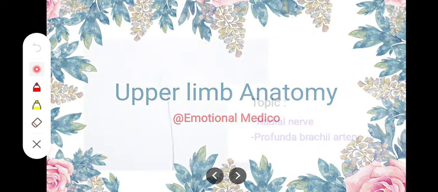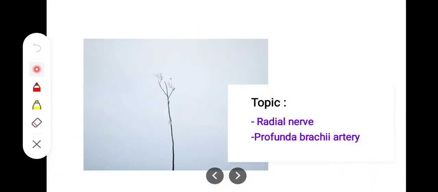Okay, so Assalamu alaikum. In this video, we'll take a look at the radial nerve and profunda brachii artery, both together because both share a common course. First at the back of the arm, and then in the anterior compartment of the arm, and then laterally near the lateral epicondyle of humerus. They end by dividing into their superficial and deeper branches.